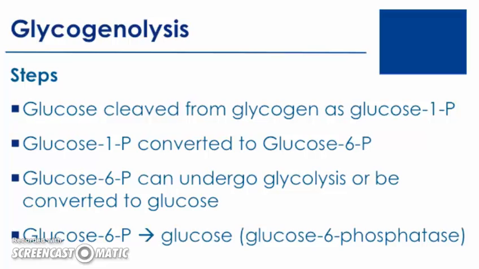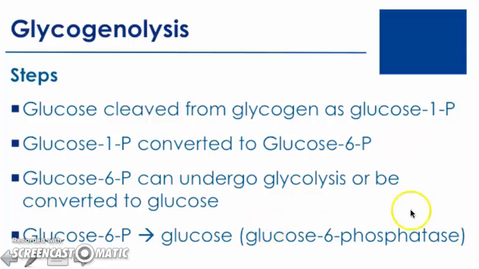During glycogenolysis, glucose is cleaved from the glycogen chain as glucose 1-phosphate, as seen here. Glucose 1-phosphate is then converted to glucose 6-phosphate, which can either undergo glycolysis or be converted to glucose.